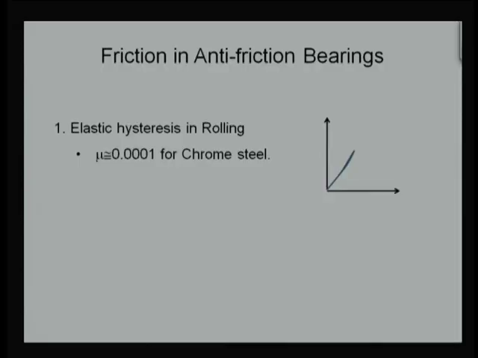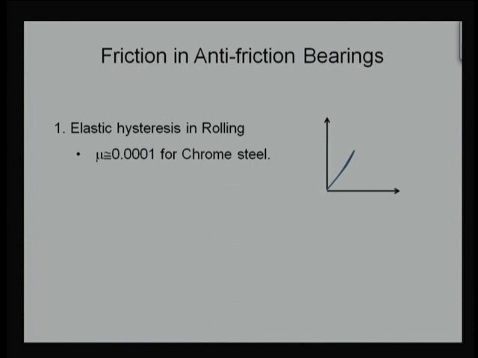We talk about the friction in anti-friction bearing. The name itself is quite interesting. We are talking about anti-friction bearing. What is the meaning of that? Is it that there is no friction or negative friction? A bearing which shows there will not be any friction in bearings, just the opposite of friction, and we are going to discuss the friction in that anti-friction bearing.